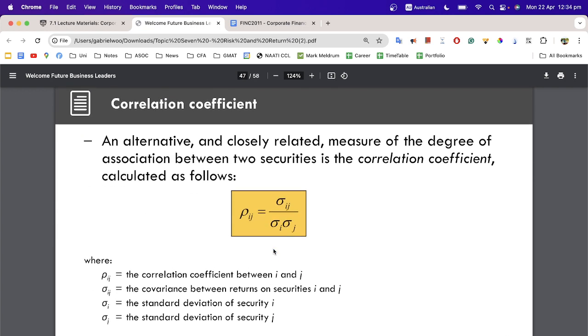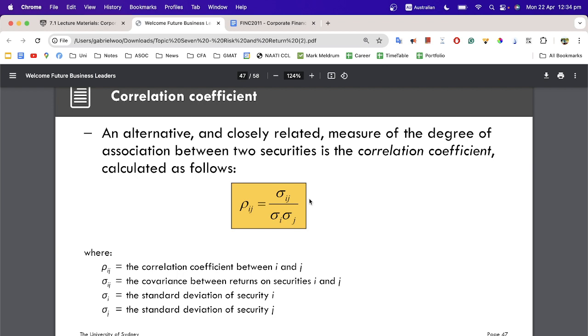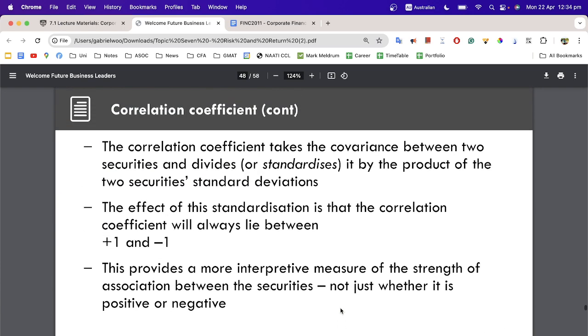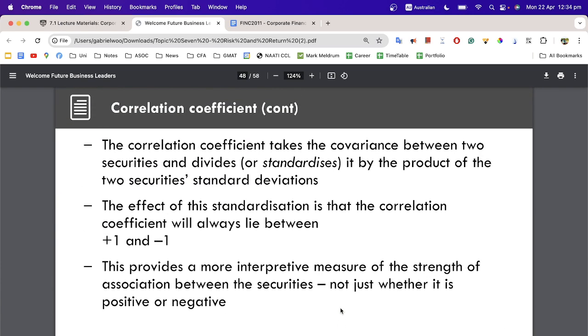Now, the correlation coefficient, on the other hand, is closely related, and measures the degree of association between two securities. So here you take the covariance between I and J, and you divide it by the standard deviation of I, multiplied by the standard deviation of J. So now it is standardized. Now the effect of standardization comes into play, and the coefficient will always lie between positive 1 and negative 1.